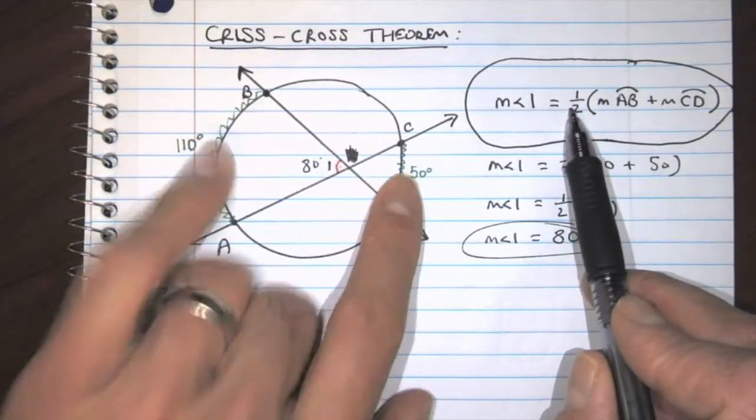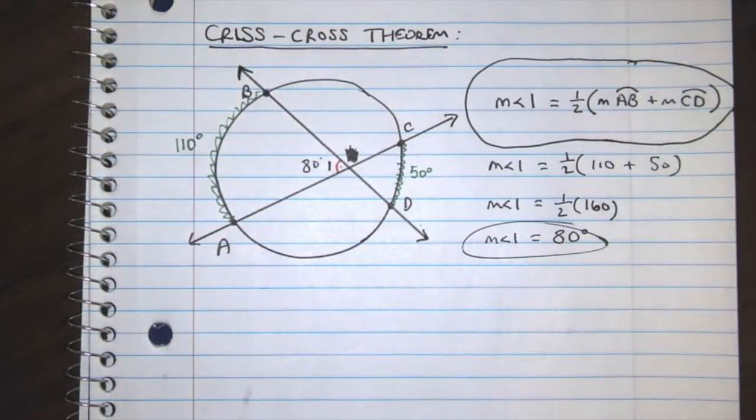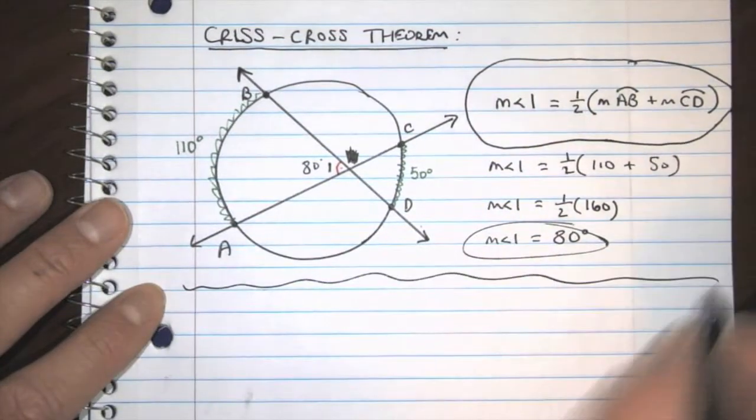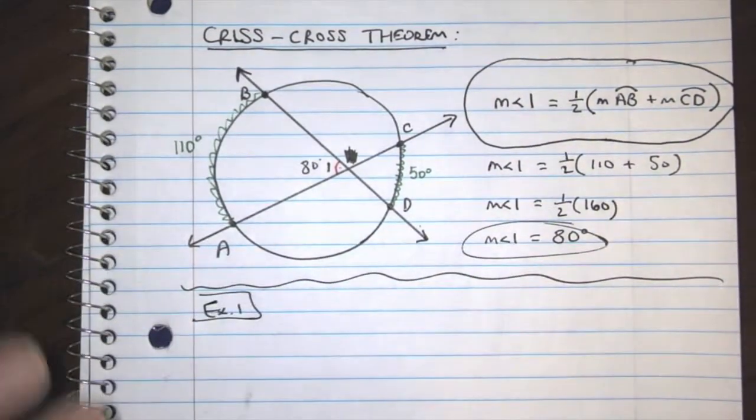Together, cut it in half, you get that angle. That's the crisscross theorem, folks. Let's try this. Let's give it a shot.